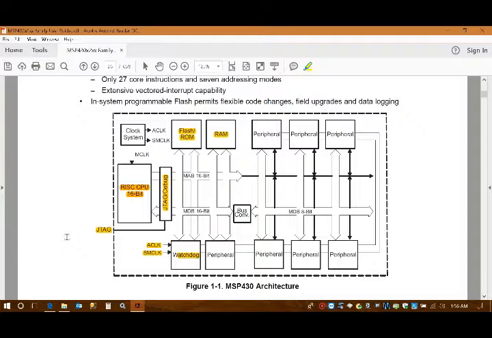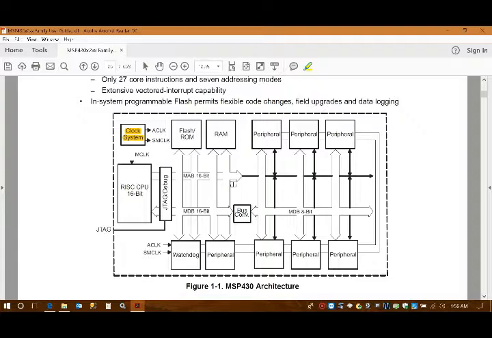Now, one thing I need to highlight is the clocking system. This MSP430 has a very interesting clocking system. What is it? There are multiple sources for clocking the heart of the processor.